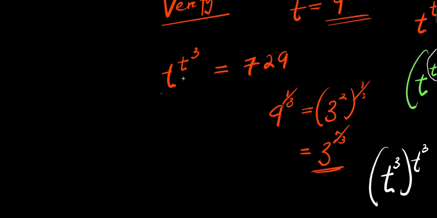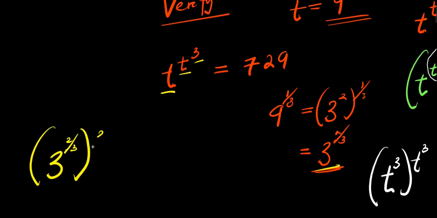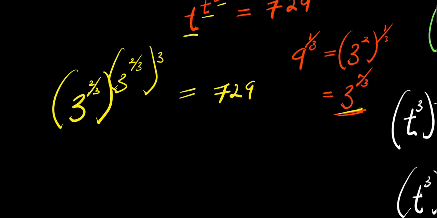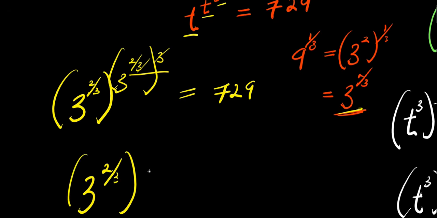So t power 3 is the same thing as 3 power 2 over 3, to the power 3, equals 7 to 9. And from here, if you multiply this exponent, this cancels this. We have 3 power 2, equals 729.